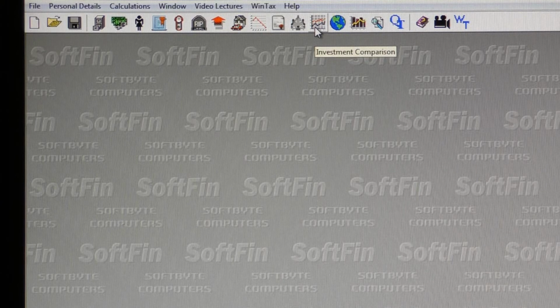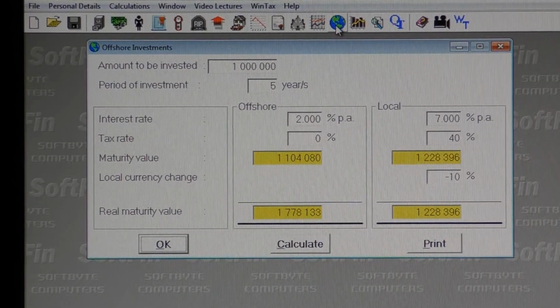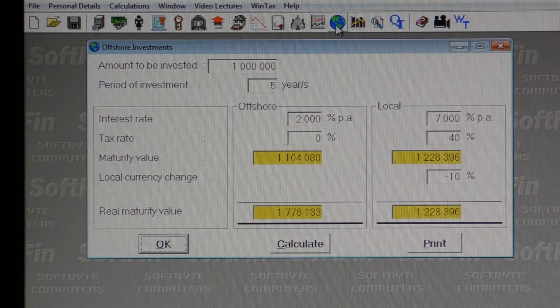Other calculators compare after-tax income from purchased annuities compared to bank investments. SoftFin offers a calculator to compare the returns between investing overseas or investing locally. Taxes, if applicable, and any estimated future increase or slide in the value of the rand are all taken into account.